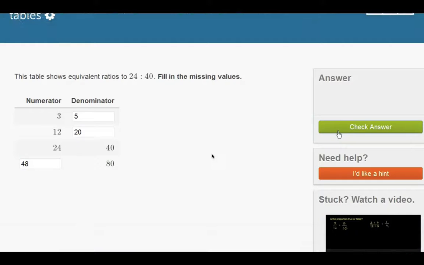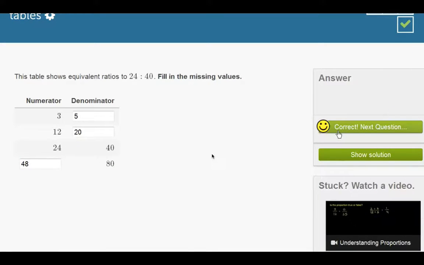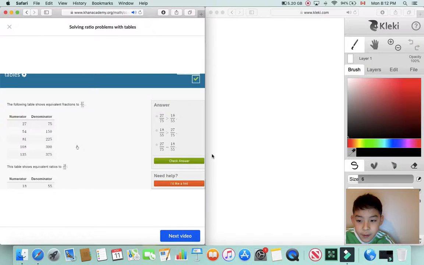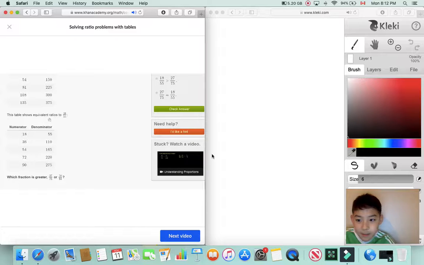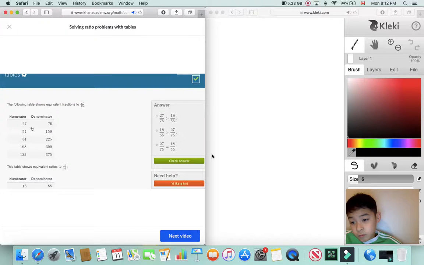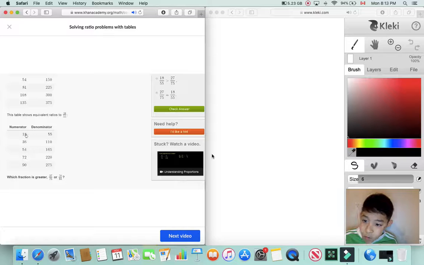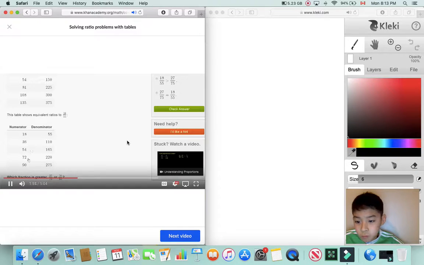Let's make sure we got the right answer. Let's do a couple more of these. The following table shows equivalent fractions to 27/75ths. So then they wrote all of the different equivalent fractions. This table shows ratios equivalent to 18/55ths. All of these are equivalent to 27/75ths, and these are all equivalent to 18/55ths.